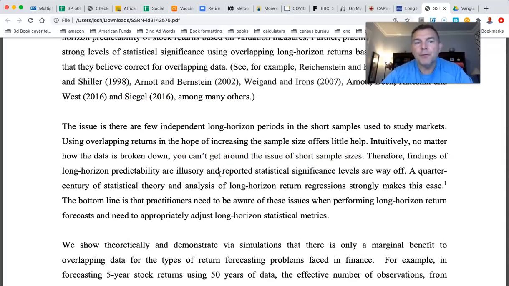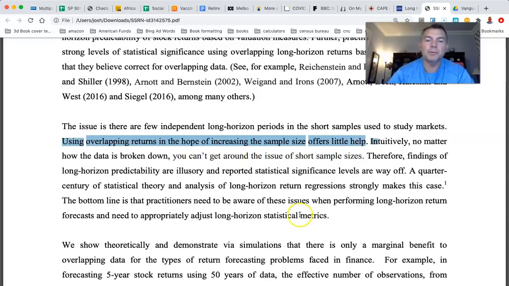The issue here is there are few independent long horizon periods in the short samples used to study markets. Using overlapping data to increase the sample size offers little help. Intuitively, no matter how the data is broken down, you can't get around the short sample sizes.